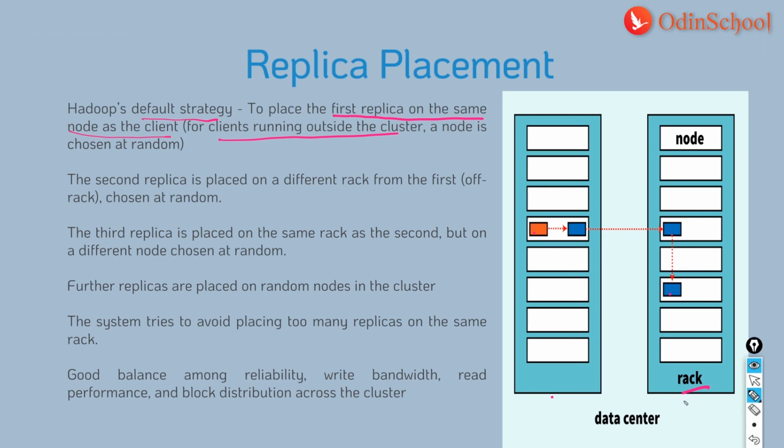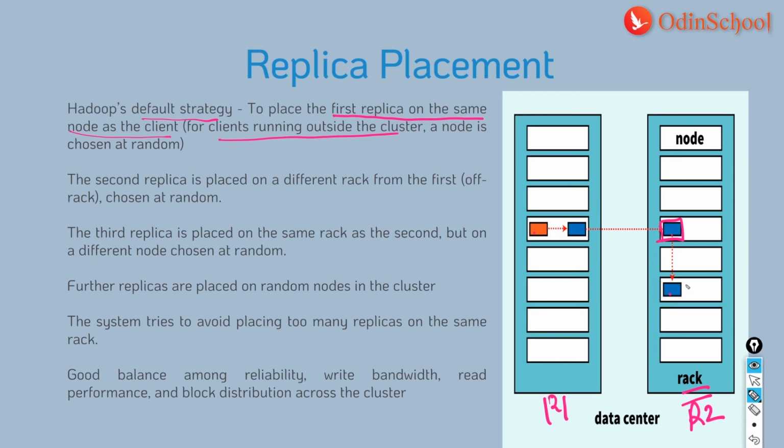So this is known as off rack, where you can see the second replica is placed on a different rack from the first. Let us say this is your R1, this is your R2. Then the second replica is placed off rack, chosen at random, and the third replica is again placed on the same rack, because you want to achieve that read and write bandwidth also. So that is completely fine, chosen at random but on the same rack.